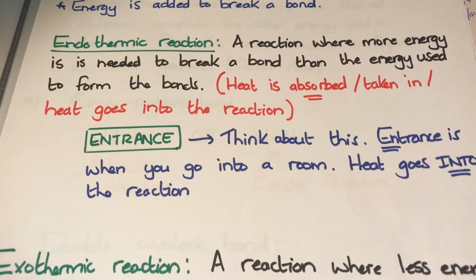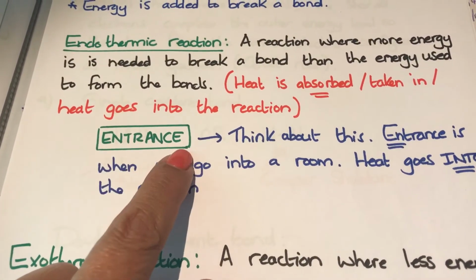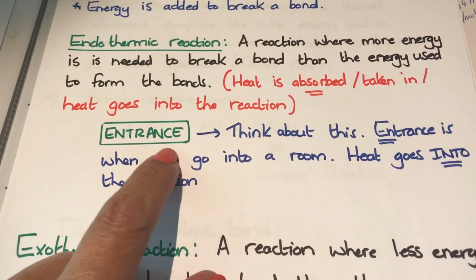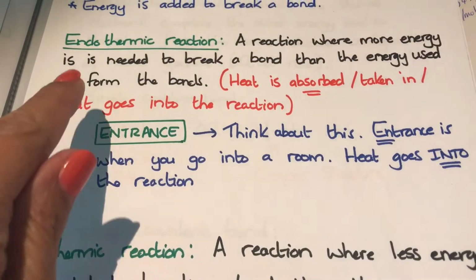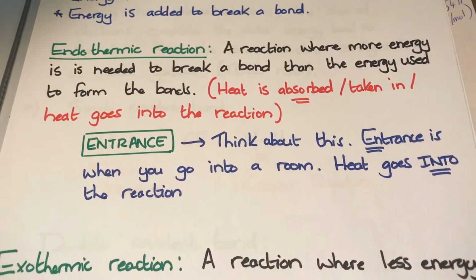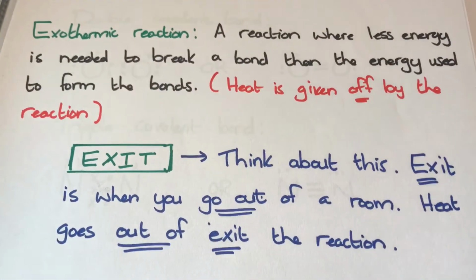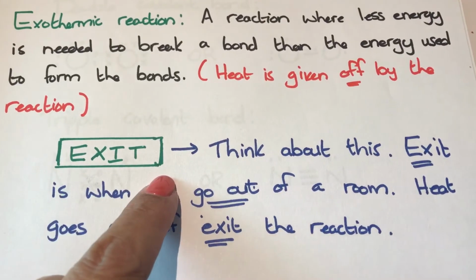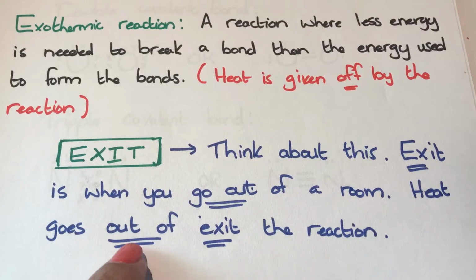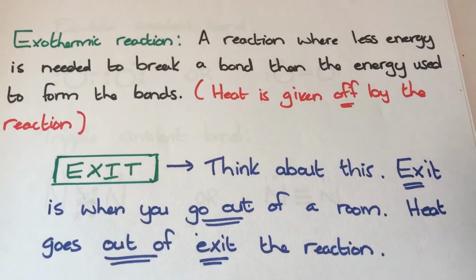Now, one way of remembering this is when you go to the movies or even at school, when you walk into a room, there's a signboard at the top that says entrance. Now, enter means to go in. So endothermic is when heat is put into a reaction. On the other side, exothermic is when you exit a building. It means you go out of the room, you leave it. So exothermic is when heat is released out of the reaction.